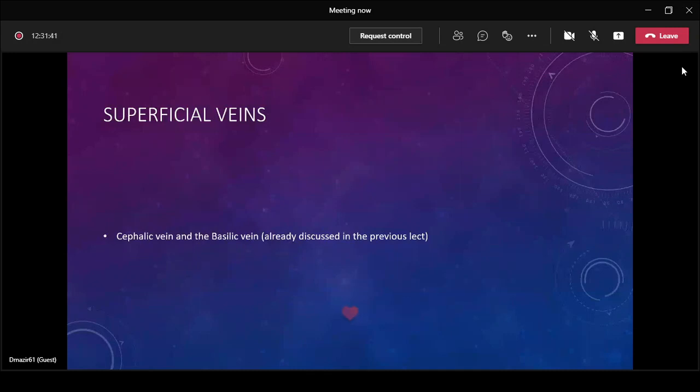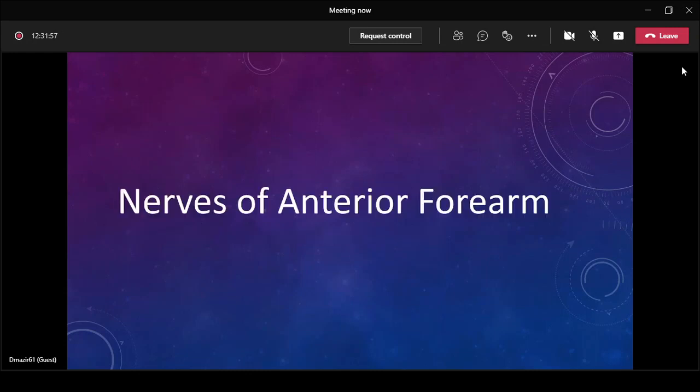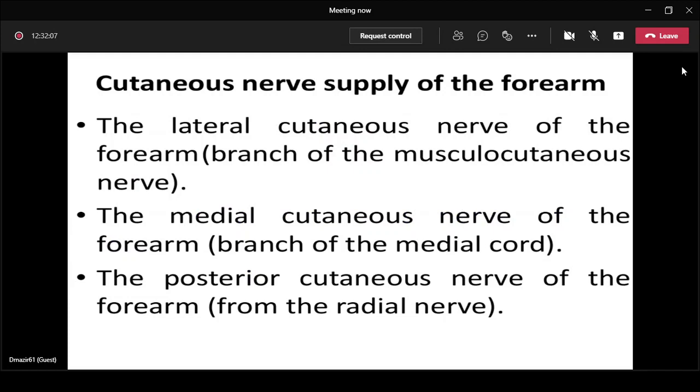And there are the superficial veins, which we already have an idea about. They are the cephalic vein running on the lateral aspect of the forearm, and the basilic vein running on the medial aspect of the forearm. So now we are going towards the nerves of the forearm. The nerves, first of all, coming towards the cutaneous innervation.